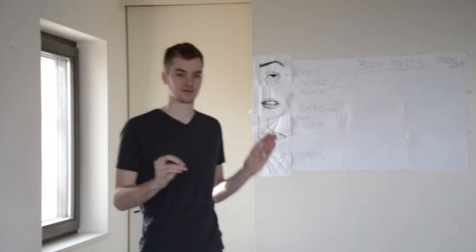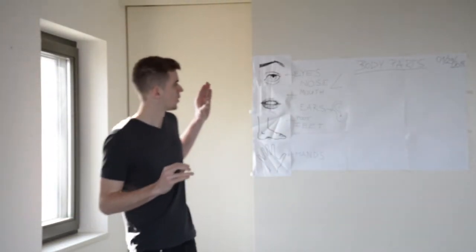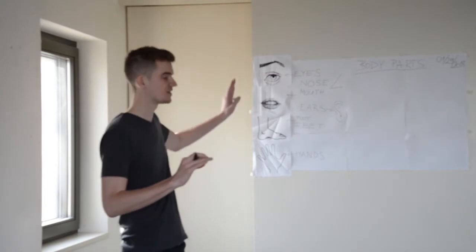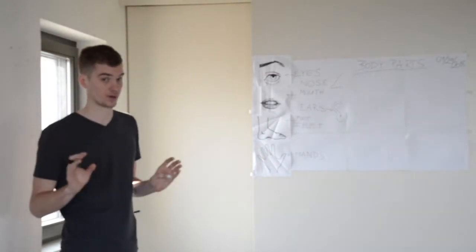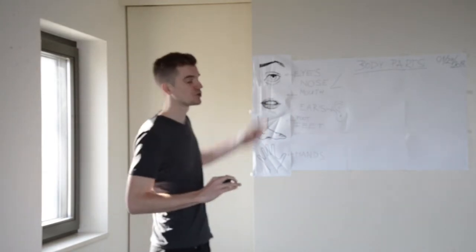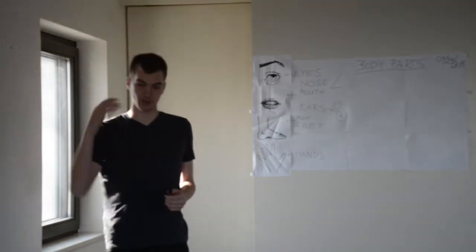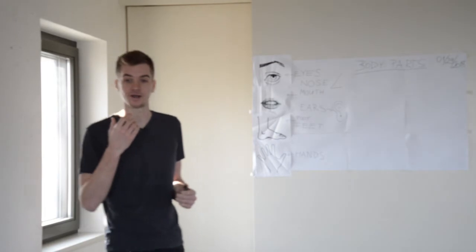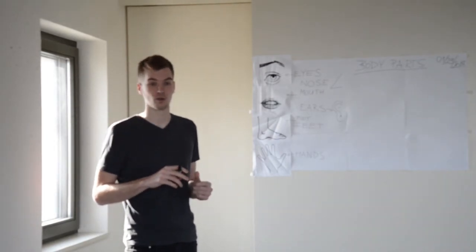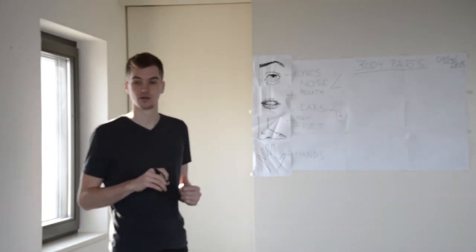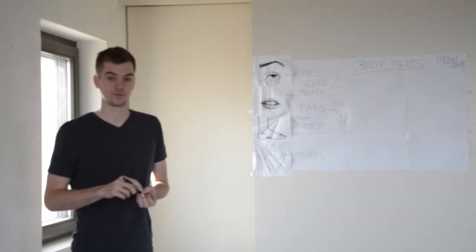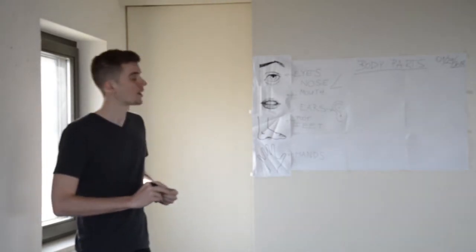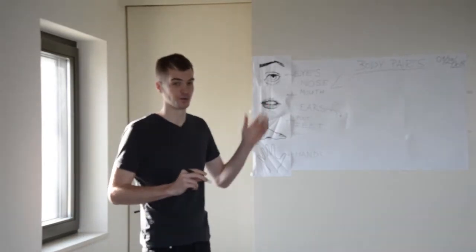So let's just take a little bit of time to discuss what very simple activities we can do using these body parts that we have on the board. So what can you do with your eyes? Yeah? Yes, we can see. We can see with our eyes. We can look around with our eyes. Yeah, we can rotate our eyes. Yeah, very good.